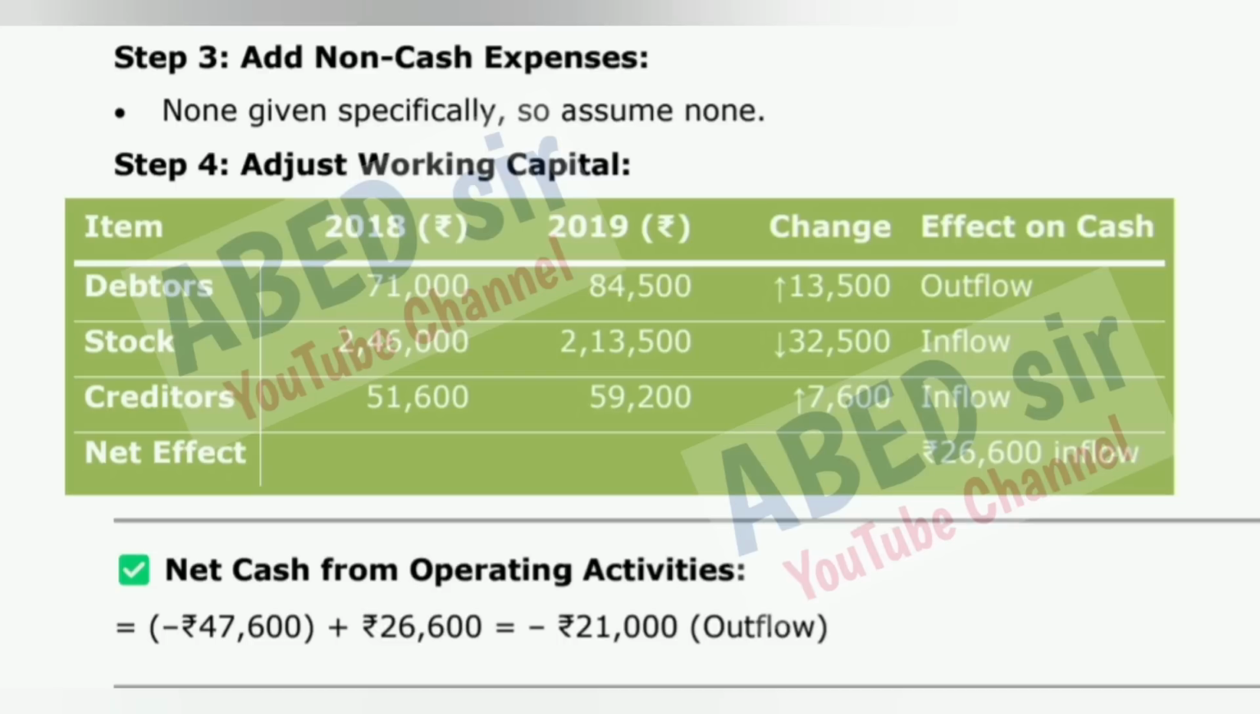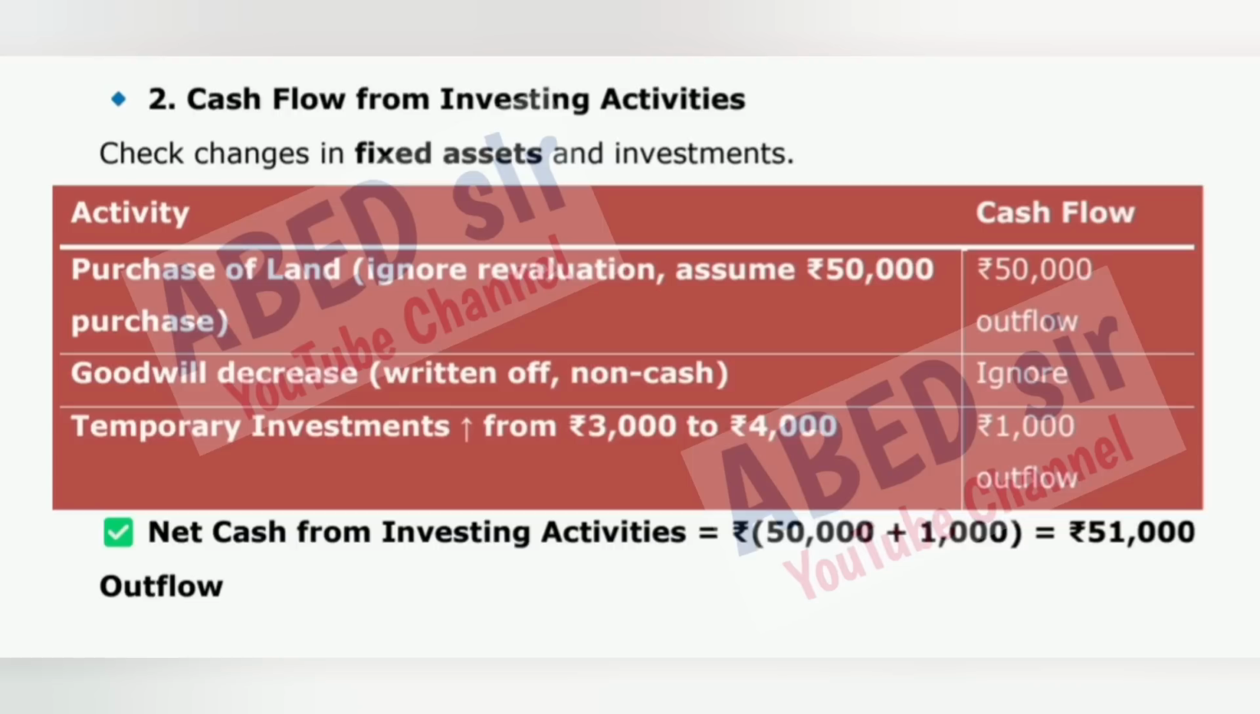Step 3. Add non-cash expenses. None given specifically, so assume none. Step 4. Adjust working capital. Net cash from operating activities is equal to minus 47,600 rupees plus 26,600 rupees, which is equal to minus 21,000 rupees outflow.